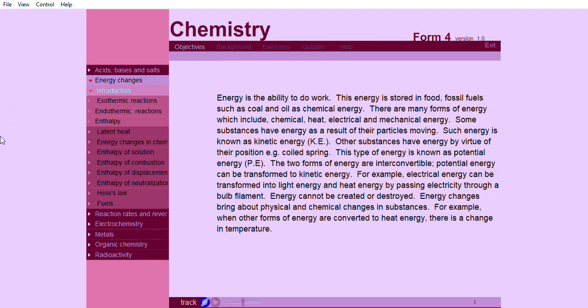Energy changes bring about physical and chemical changes in substances. For example, when other forms of energy are converted to heat energy, there is a change in temperature.